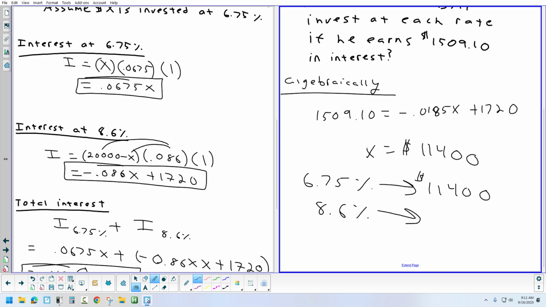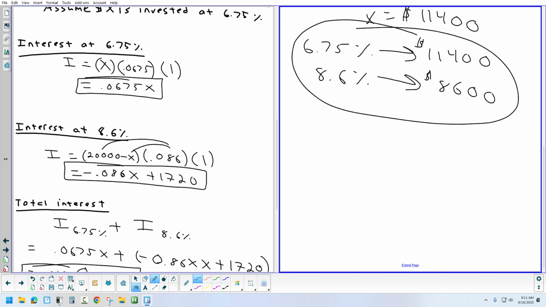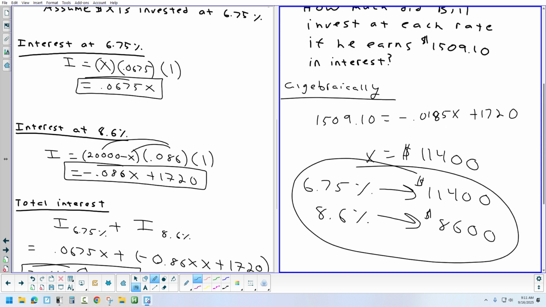Yeah, 8,600. It's the amount that's left over. There you go. Okay, so that's how you can solve it algebraically. Right, let's do the same thing graphically. Okay, so graphically, we're going to go back to the step that we had right there.